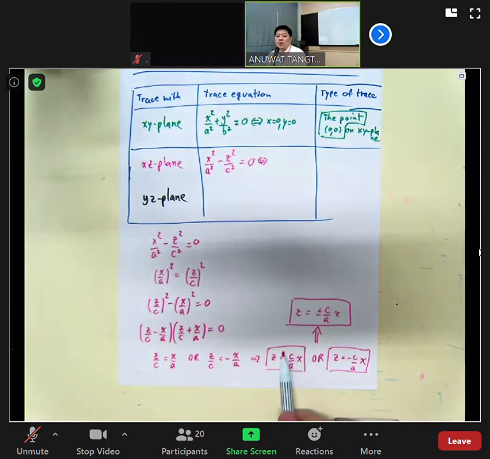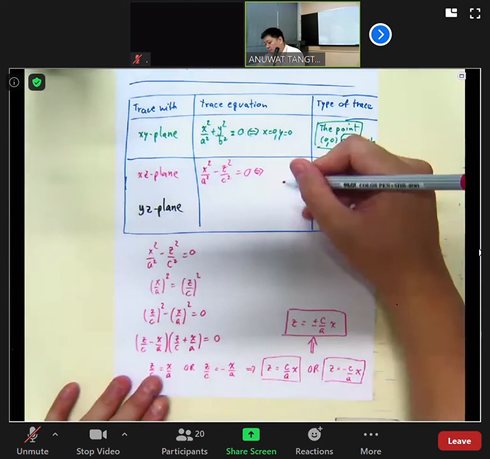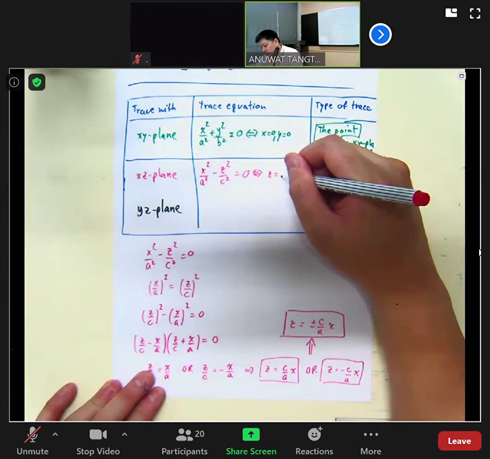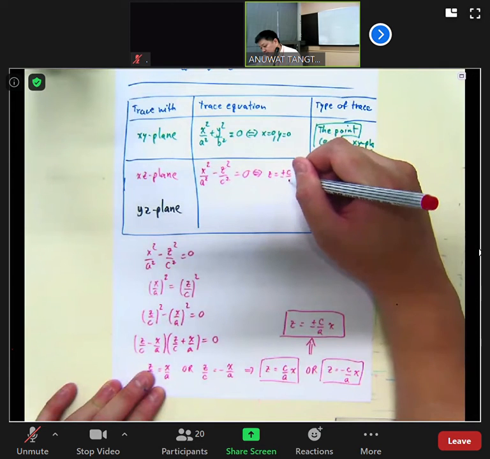And what is this equation? This is the equation of the straight line on the xz plane with slope c over a, right? And this one is the straight line with the slope minus c over a on the xz plane. Both of these pass through the origin. It is like two lines crossing at the origin. Okay, so here we would get z equal to plus or minus c over a x.